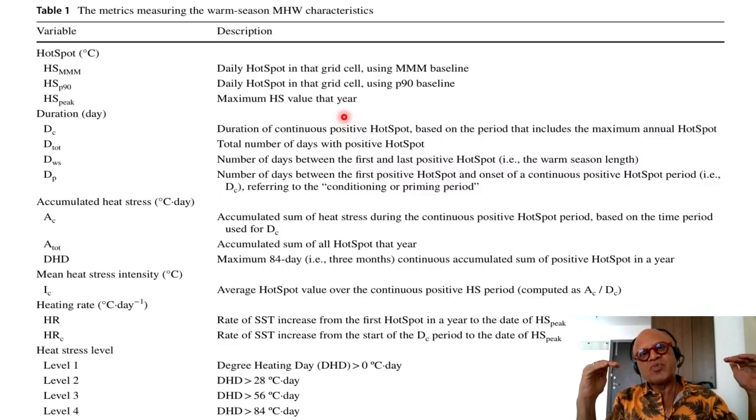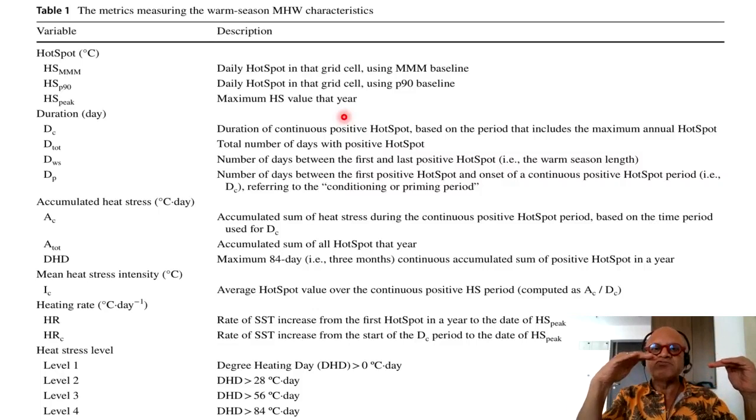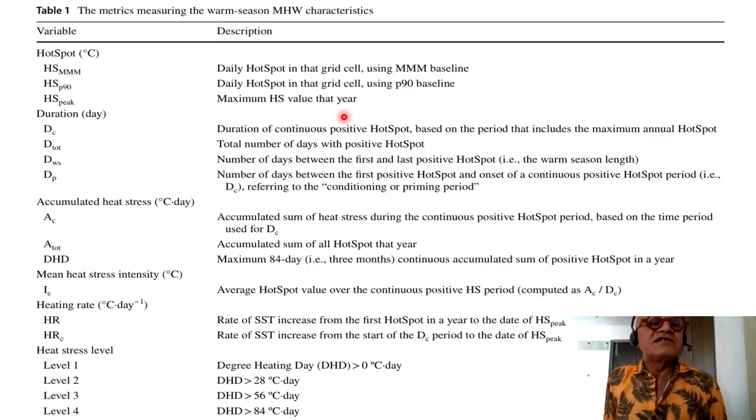And you leave the question open about whether the corals and other ecological systems are affected by the warming, or they have adjusted so that we can define heat waves with respect to this warmer period and so on. But leaving those kinds of details aside, here is a table of the metrics measuring the warm season marine heat wave characteristics. Hotspot, as we said, based on maximum monthly means or 90th percentile, and they also define a peak hotspot value.